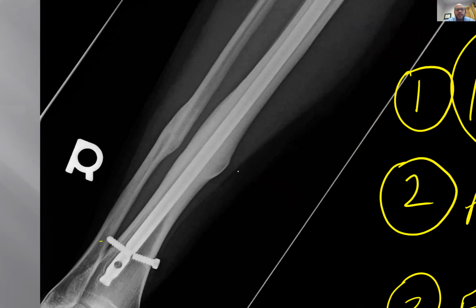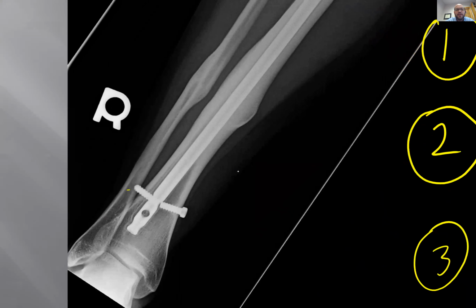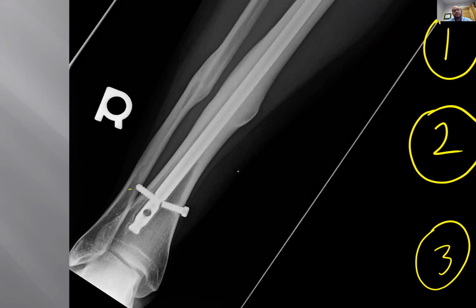And what do you notice as you get down here? Yeah, screw loose. Yeah, check out that screw. Look at that screw. That screw is fractured. See that? It's crooked, and there's a fracture right there of the screw.